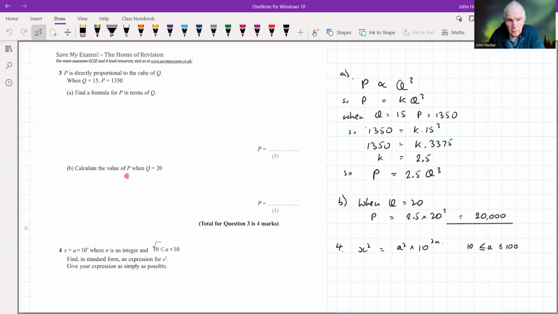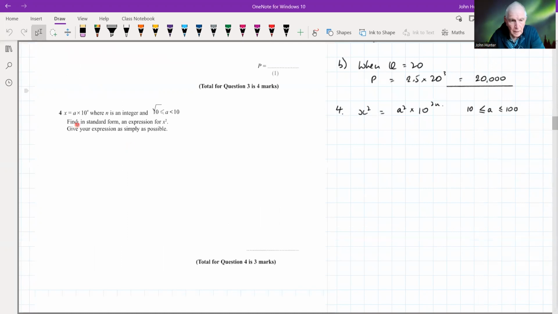It goes on to say calculate the value of P when Q equals 20. Well, we just substitute 20 in for Q, and that's going to give us P equals 20,000. And that is that. So it's a really straightforward one.